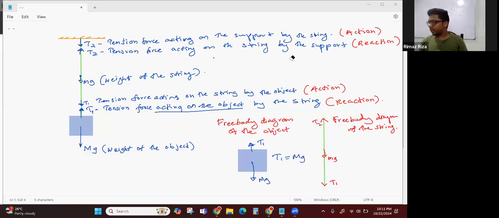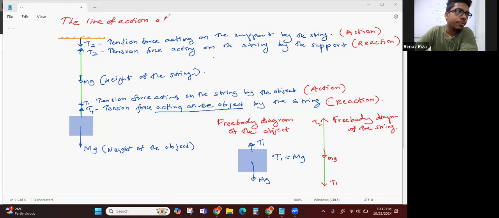So then write down the next point. The line of action of the tension force lies along the string.